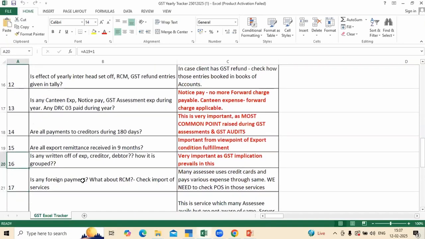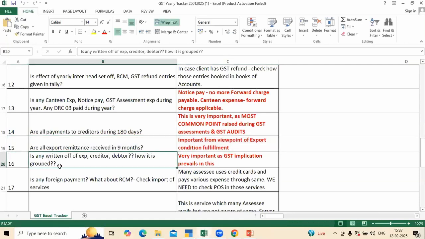What it says is that all exports remittance should be received within 9 months. So in case you are exporting, ensure that your payment of forex is coming within 9 months. If it is not coming within 9 months, again it is a violation of the FEMA Act, and if it is a violation of FEMA Act, it is a violation of the basic condition of exports. And then the department asks you to pay GST even on exports. So ensure that your foreign remittance is coming within 9 months.